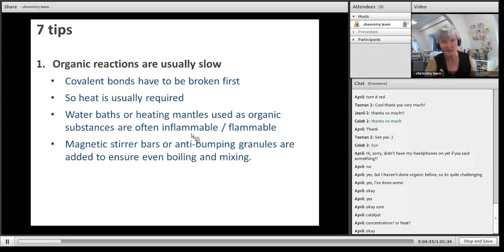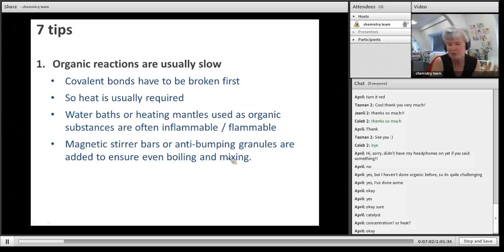If something spills, it'll just get dissolved in the water and therefore won't burn as much. And then of course, if we heat from the bottom, we don't just want all the heat to be around the edges, we want it also to be hot in the middle. And so we have things like what we call magnetic stirrer bars or anti-bumping granules.